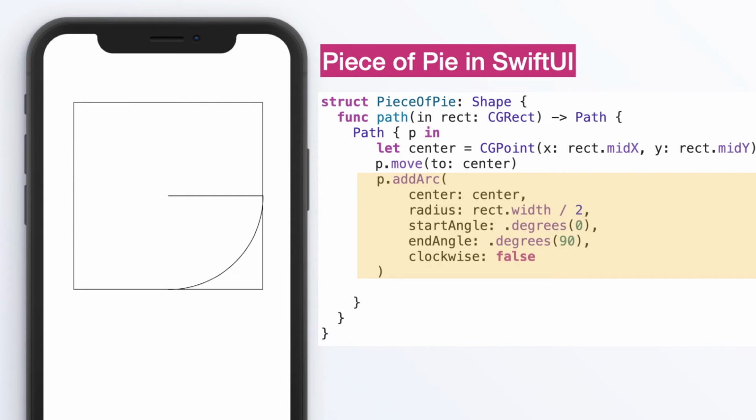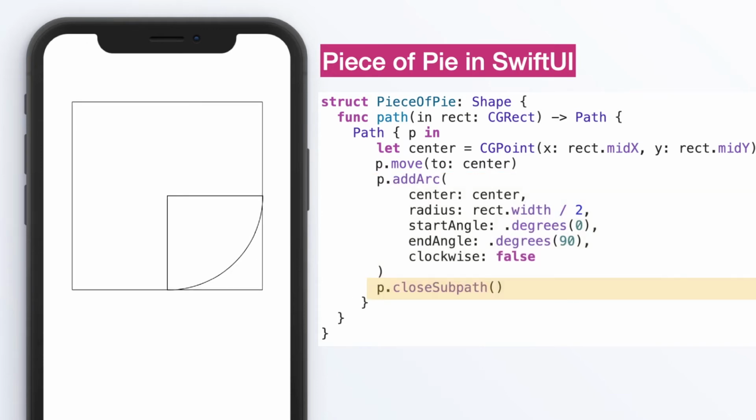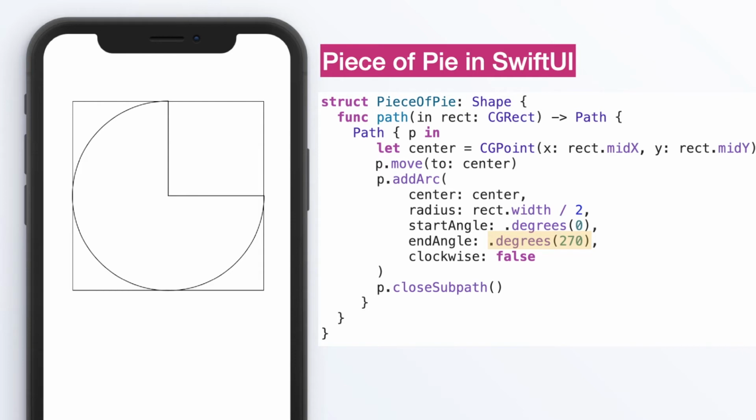Now it's not completely a piece of pie because there's still this open path on the left side. So how do we close that path? Well, that's also very easy. All we have to do is call closeSubpath. Now instead of 90 degrees, we could also say draw it until, let's say, 270 degrees. And this would look something like this.